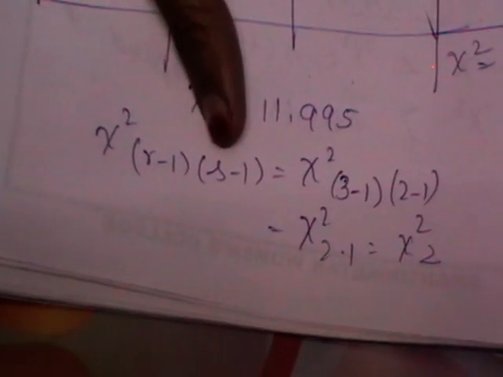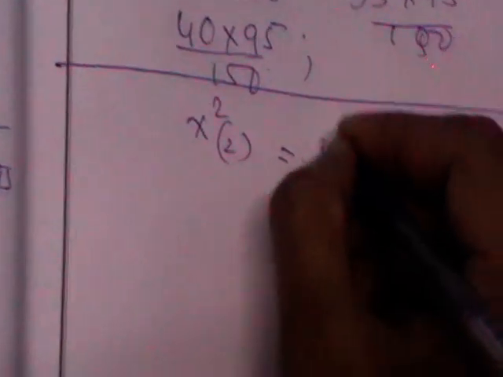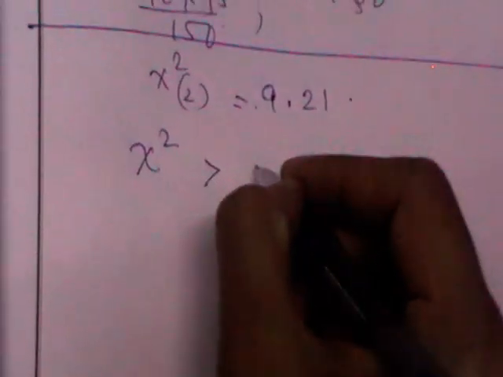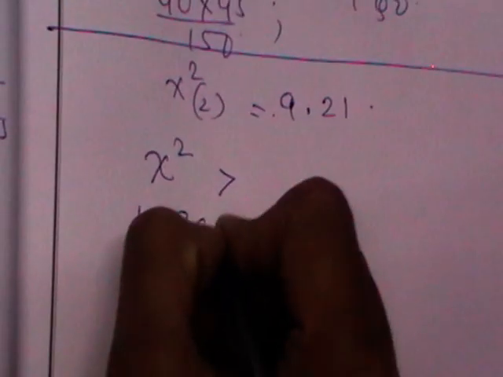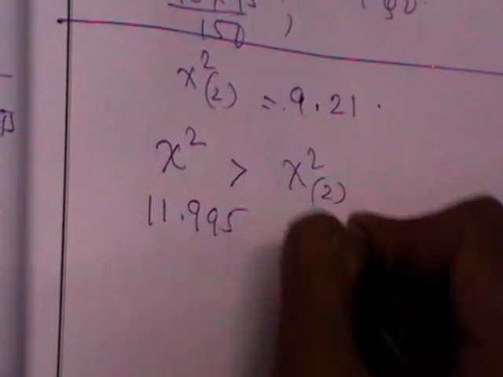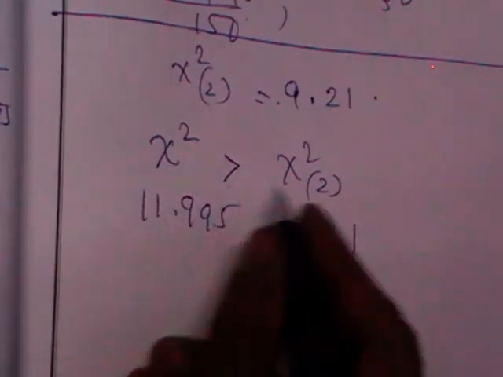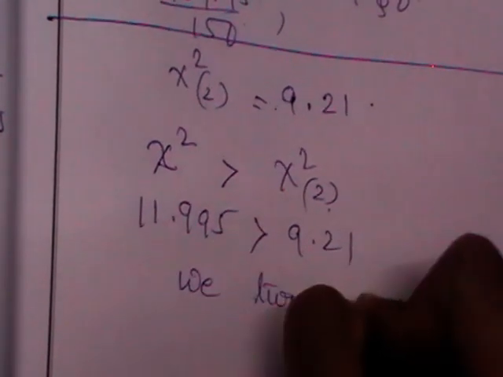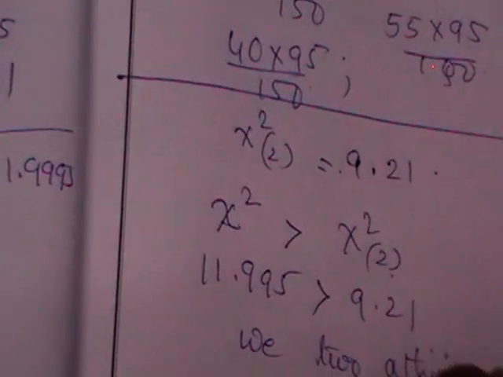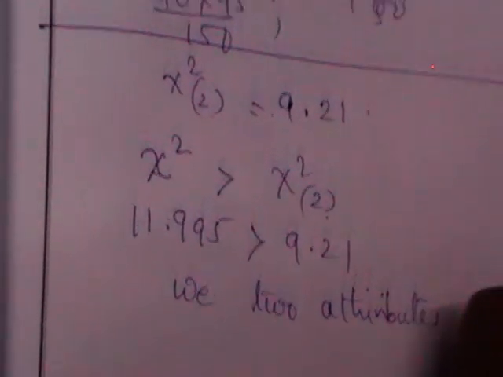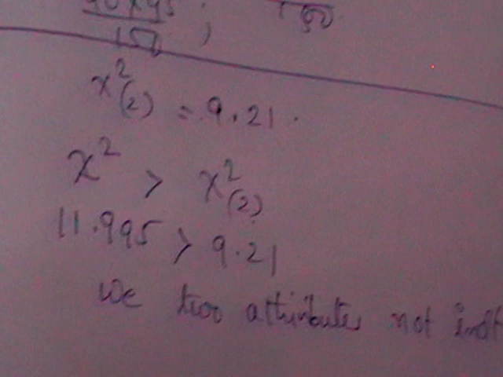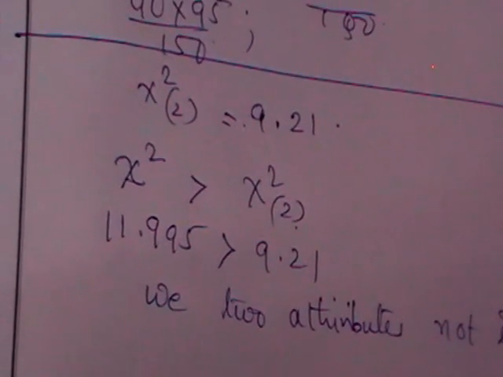The chi-square 2 value is from the tables. In the majority of cases you will be given the table value, 9.21. Here clearly the chi-square value we got is 11.995, clearly greater than chi-square 2. As I said in the beginning, whenever the chi-square calculated value is more than the table value, we say that the two attributes are not independent. Hence the type of cigarette smoked and the sex are not independent. Okay, thank you.